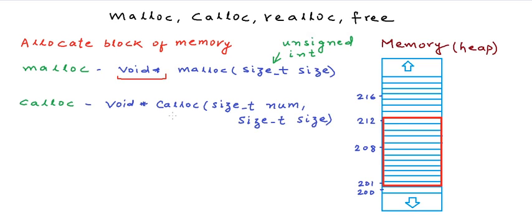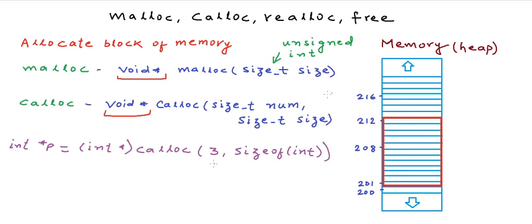Calloc also does the same stuff as malloc. It is only slightly different. Calloc also returns a void pointer, but calloc takes 2 arguments instead of 1 argument. The first argument is the number of elements of a particular data type, and the second argument is the size of the data type. So with malloc, if we have to declare an integer array of size 3, we would say 3 times sizeof int. With calloc, we would say something like this. The first argument is how many units of the data type you want, or the number of elements, and the second argument is the size of the data type in bytes.